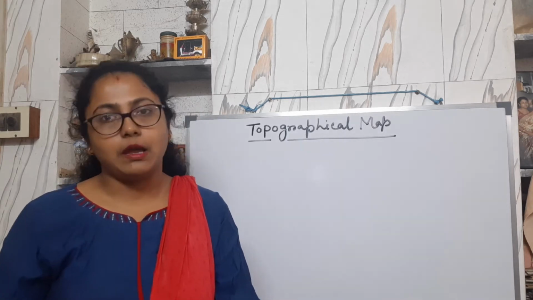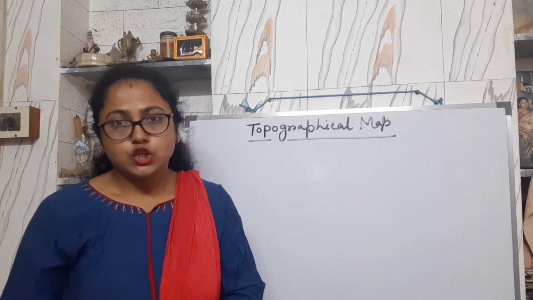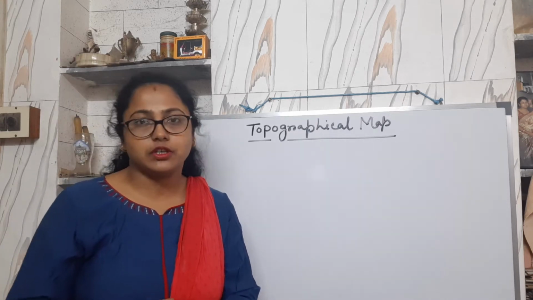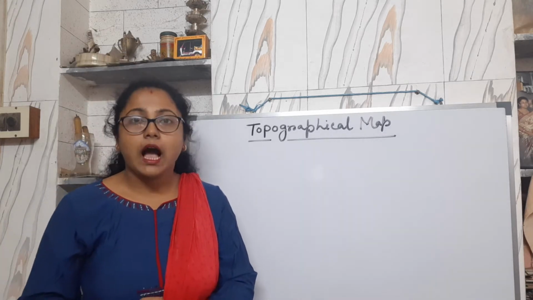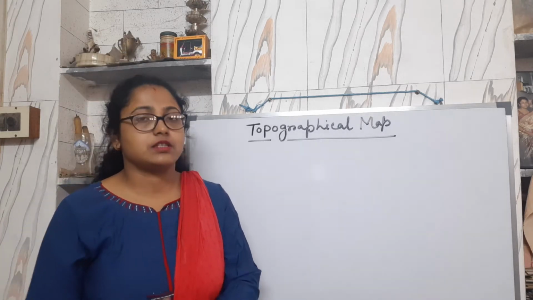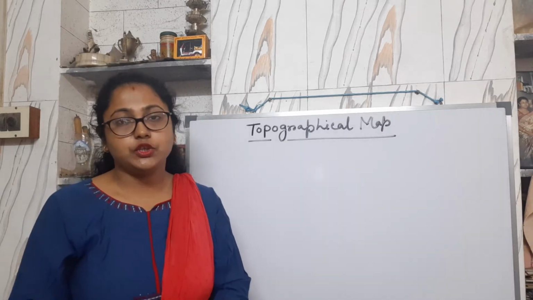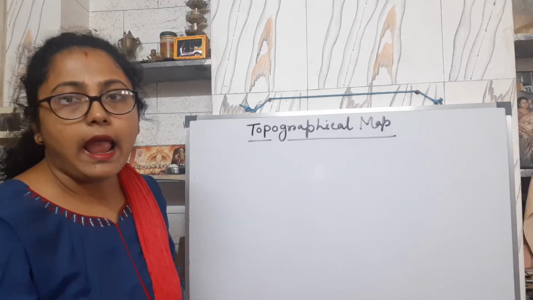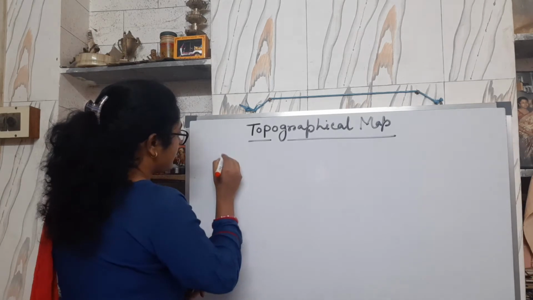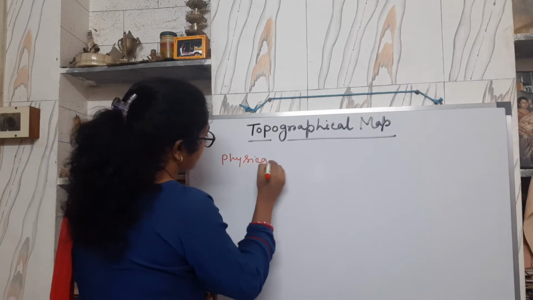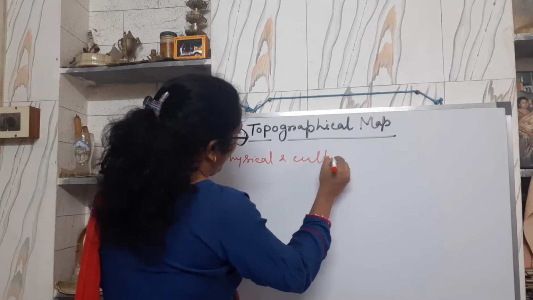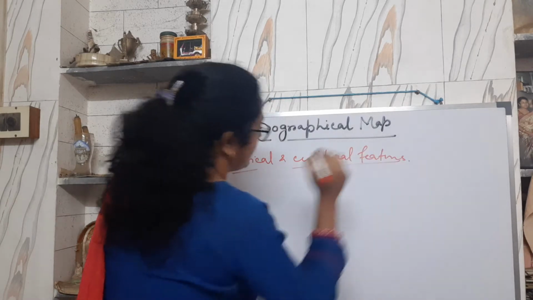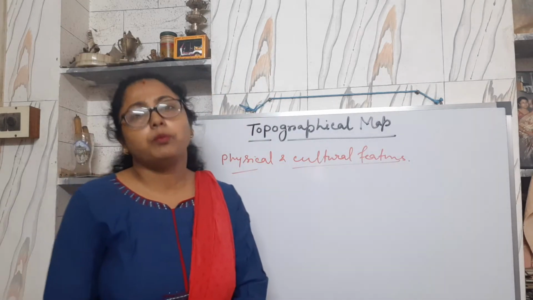Now, a topographical map is a thematic map. A topographical map can show the physical and the cultural features of the ground which already exist during the time of the survey. Okay, so it shows the physical features and the cultural or the man-made features.